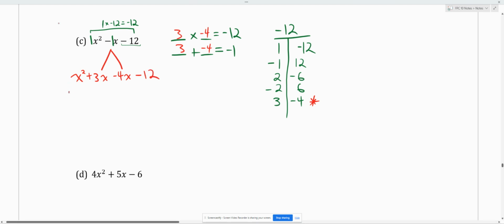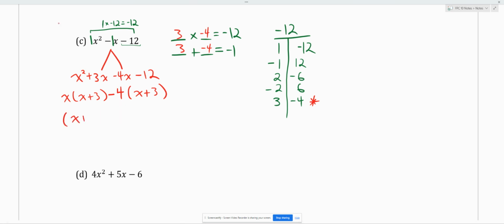And let's factor each pair. Again, I'm going to factor an x here, leaving me with x plus 3. Leading coefficient's negative, so let's factor out a -4 is my GCF with an x plus 3. And now let's factor our brackets out, x plus 3 times x minus 4, and we are done.